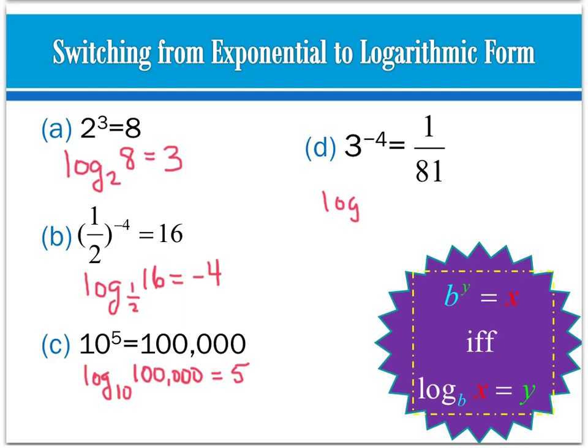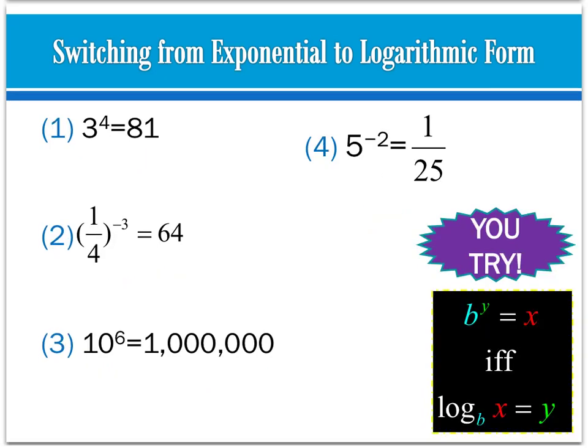Log base 3 of 1 over 81 equals negative 4. So 3 to what power gives me 1 over 81? Now remember, whenever you have a negative exponent, that goes to the bottom of the fraction, so these two things are equivalent. So 3 to what power gives me 1 over 81? That's negative 4. Now these are yours to try.